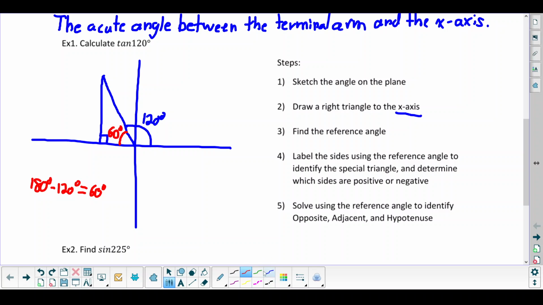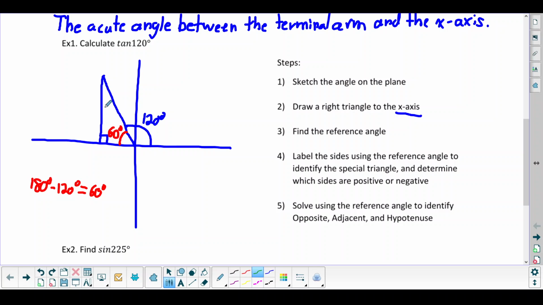Okay, so the next thing we want to do is label the sides using the reference angle to identify the special triangle. So let's stop at that step right there. So special triangles, well, this is a right angle triangle with a 60 degrees in it, right? So that's 60 degrees. This must be 30 degrees up here. That's definitely one of our special triangles.